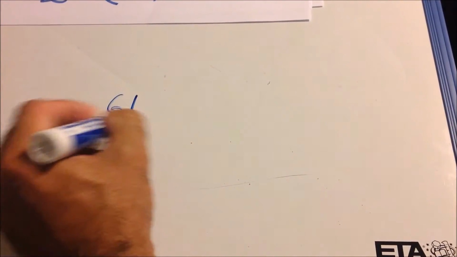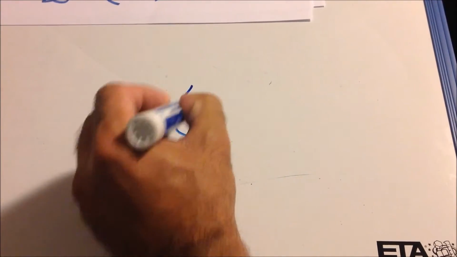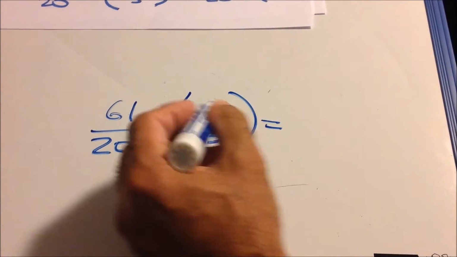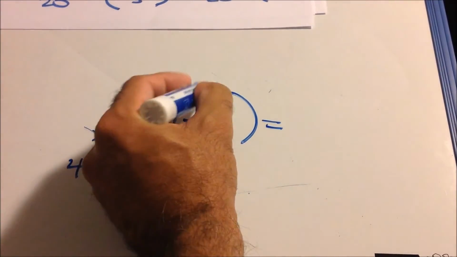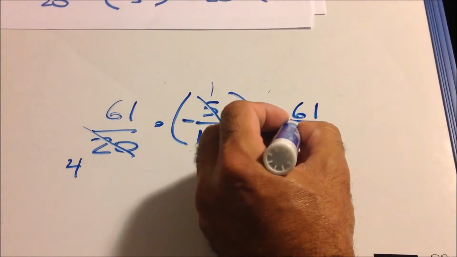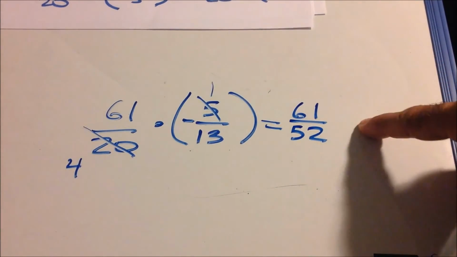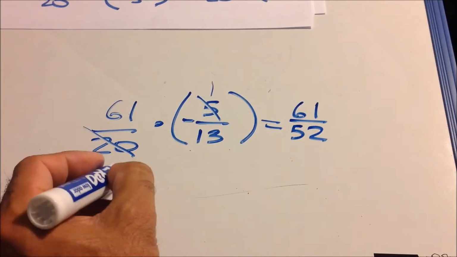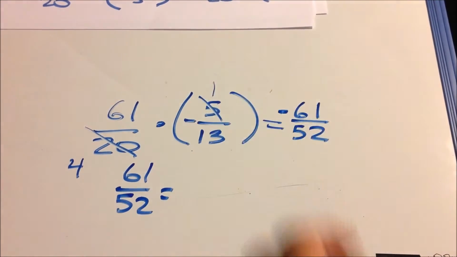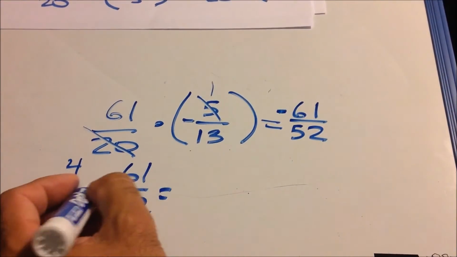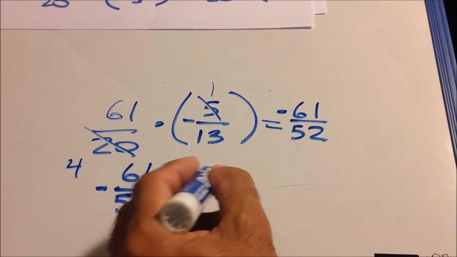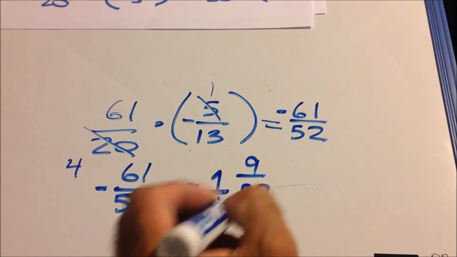So if I had 61 over 20 times, now remember it turns into multiplication, we flip the last fraction, and we can reduce right away. 5 goes into 20 4 times, 5 goes into 5 once. So we're left with 61, and 4 times 13 is 52. 61 over 52, and that's an improper fraction, so we can continue. That equals, and remember it's a negative. It's very important because this was unlike signs, so it's negative. So this will be negative 1 because 52 goes into 61 once, and there's 9 left over. That'll be our answer.